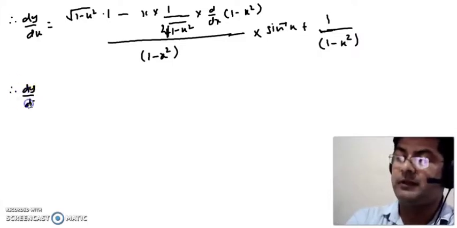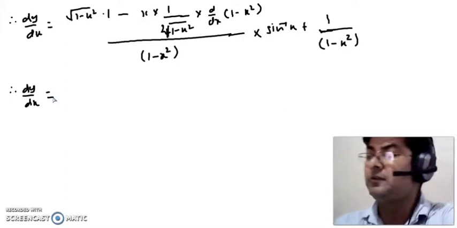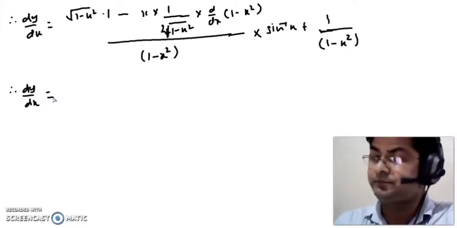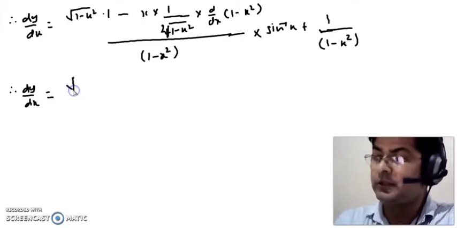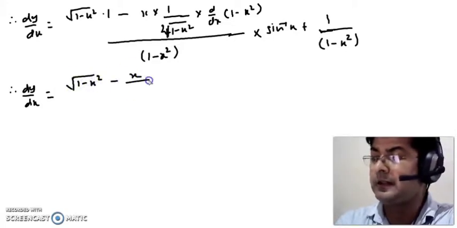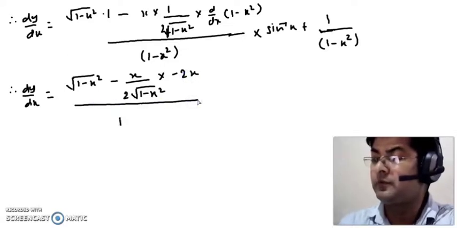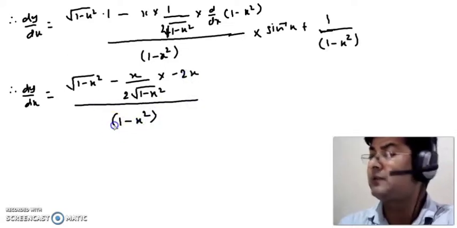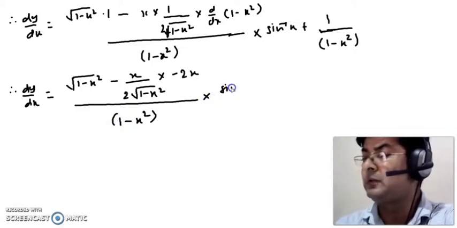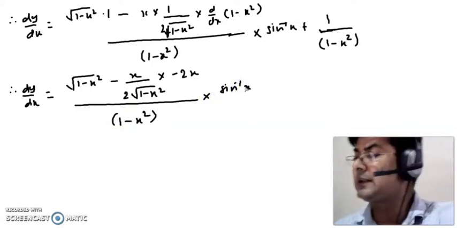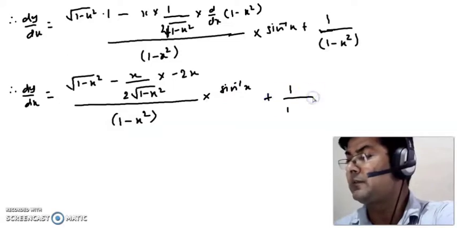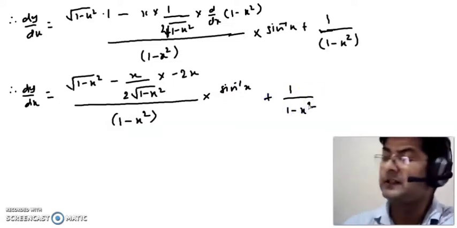Therefore dy by dx is equal to, let us simplify, numerator again 1 minus x square minus x upon 2 into square root of 1 minus x square into minus 2x upon 1 minus x square into sine inverse x plus 1 upon 1 minus x square.